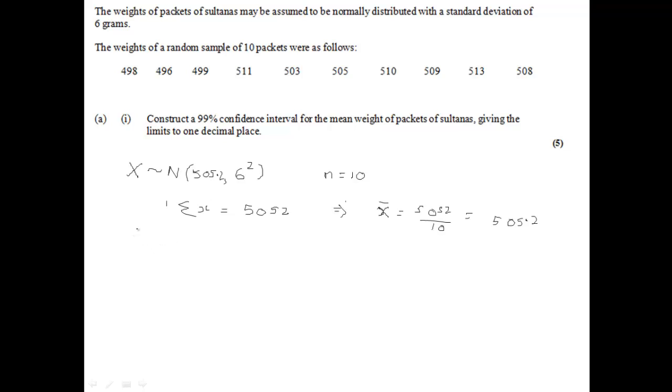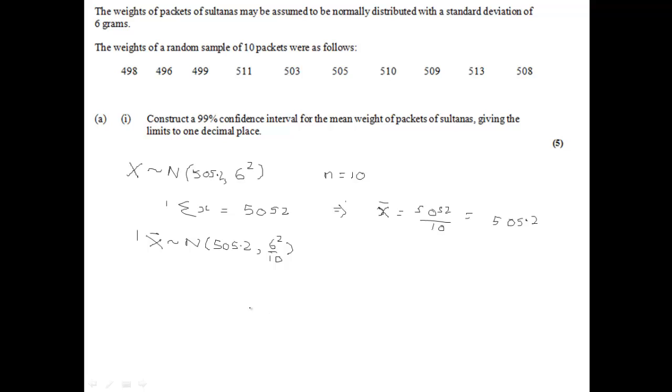We can go a bit further than this now and write out the sample mean distribution. So x bar, the sample mean, is distributed normally, as the packets of sultanas are normally distributed, and we've been told it's a random sample, so it's reasonable to write that with a mean. And remember, the mean for the sample mean distribution is the same, but the variance is divided by n. So there's our sample mean distribution.